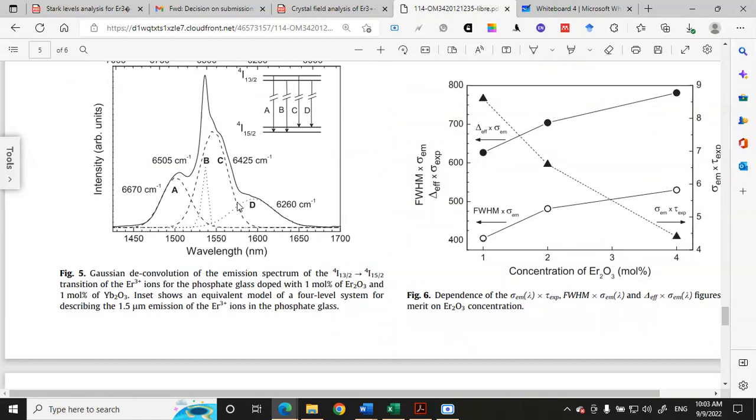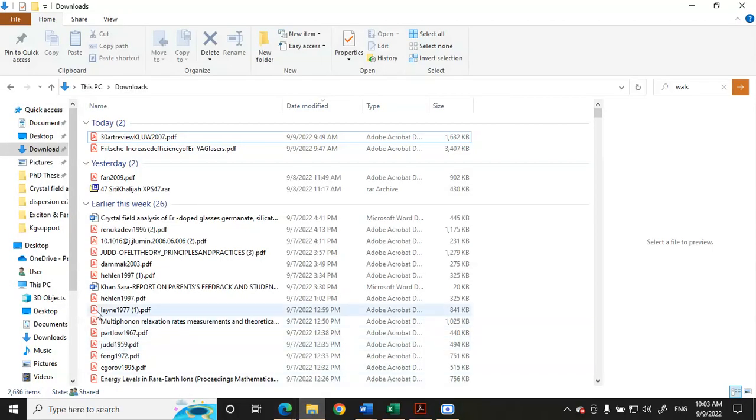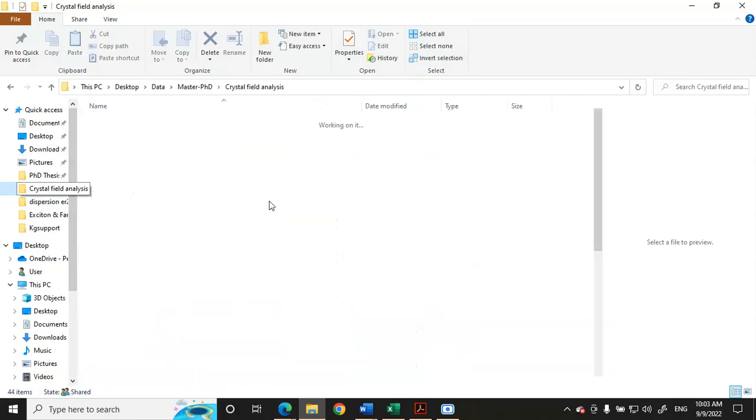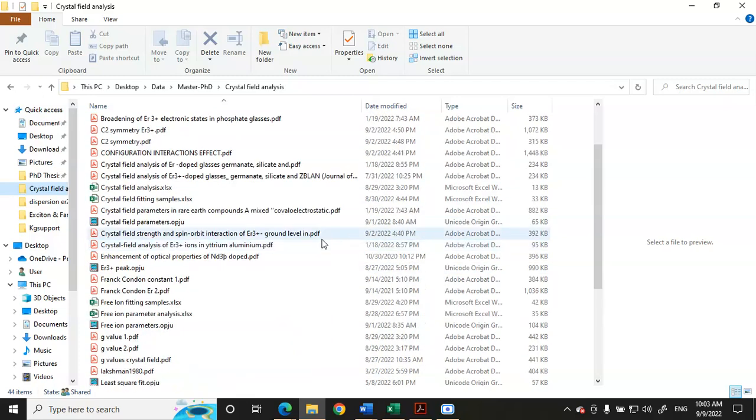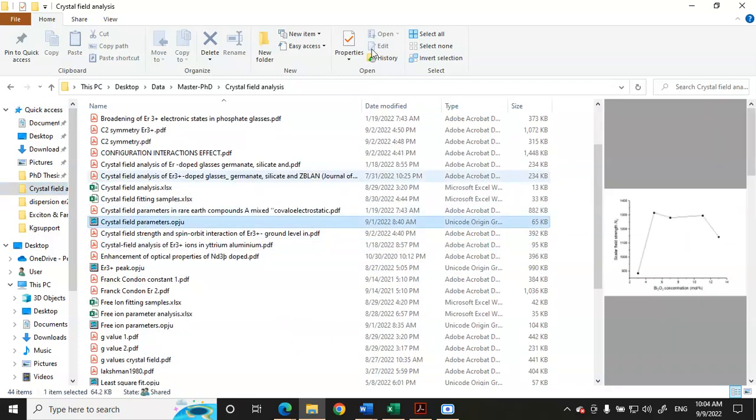So now we want to test on our sample. Can we find the Stark levels or not? So we go to my data, crystal fit. Okay, this one.